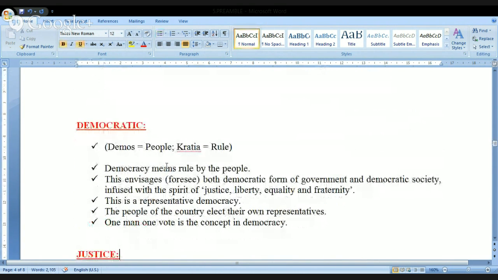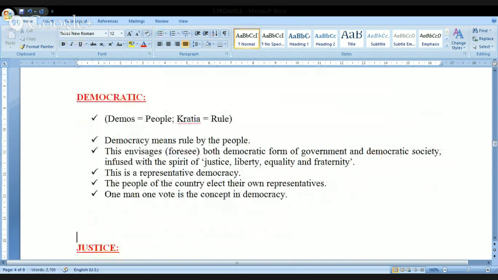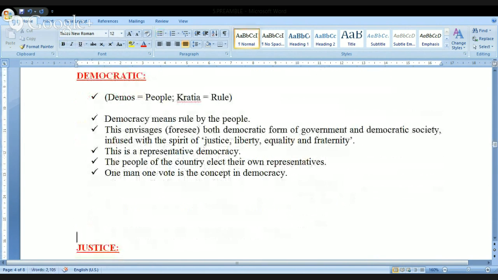Next one is democracy. What do you mean by democratic here? If you look at the word democratic, there are two words. One is demos, the second is kratia, that is the people's rule. So many countries in the world are democratic in nature.